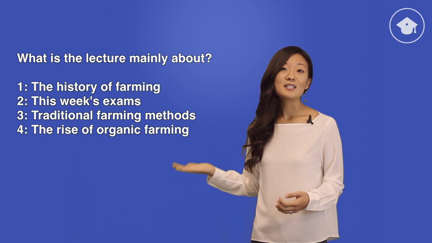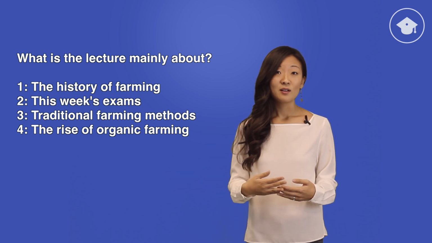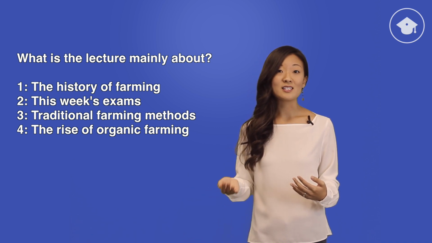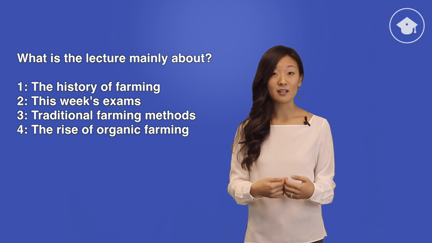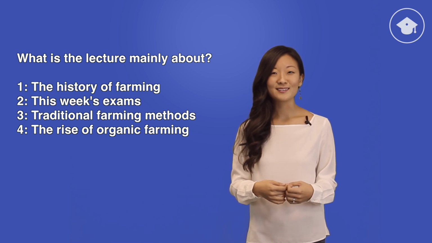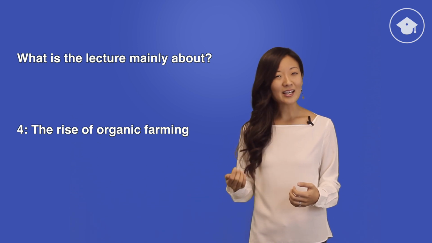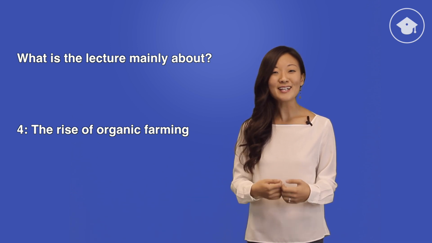Choice 4 is much closer to what we guessed. We said that the lecture is about organic farming, while this says it's especially about the rise of organic farming. That's pretty close. So this is the right answer. Do you see how that works? Now, try it yourself.